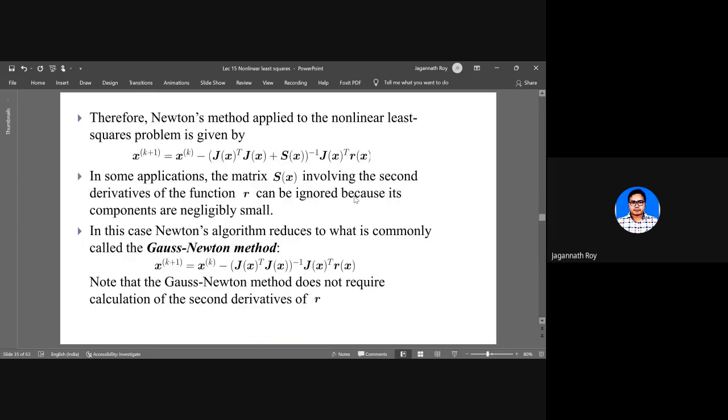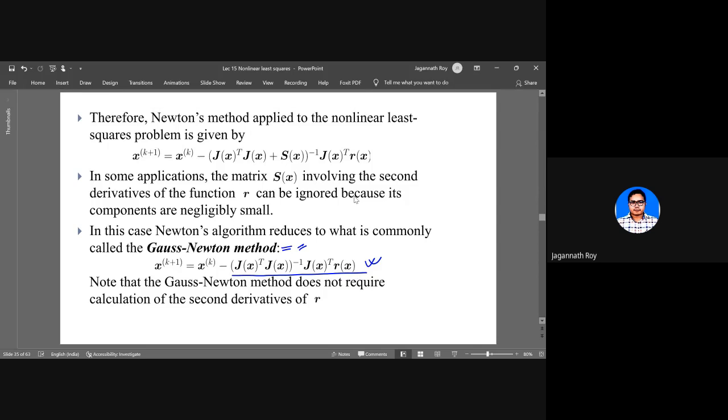So this method is known as the Gauss-Newton method, where we are taking this Sx to 0. We neglect the value of Sx, equals to 0. So then it will be reduced to this form. When we do this, this method is called the Gauss-Newton method.